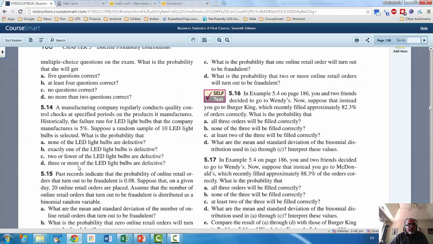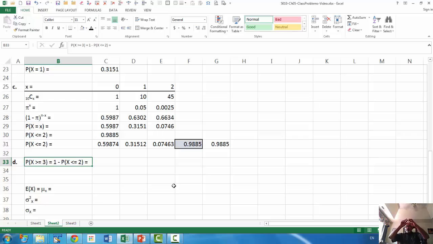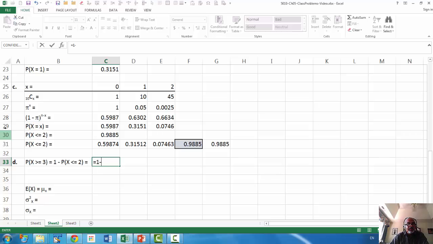Now for 3 or more of the LED bulbs, there are a couple of ways in which you can do this. You can compute 3 or more as 3, 4, 5, 6, 7, 8, 9, 10. So there are lots of probabilities for you to compute and then add them up. Or you can do the complement. If you want 3 or more, that is the opposite of 0, 1, and 2. If you can compute 0, 1, and 2, which we've already done, we can do 1 minus that. So this is simply 1 minus the probability of x less than or equal to 2, which we've already computed.